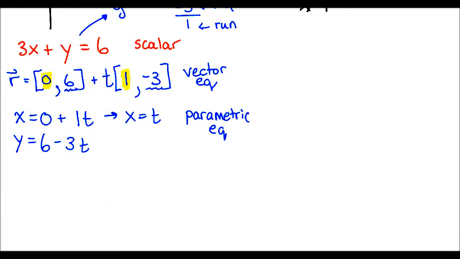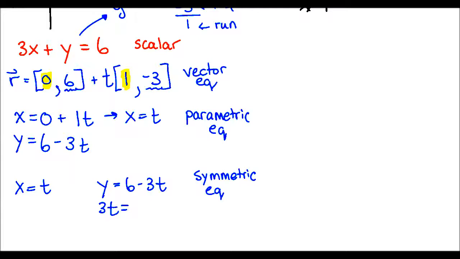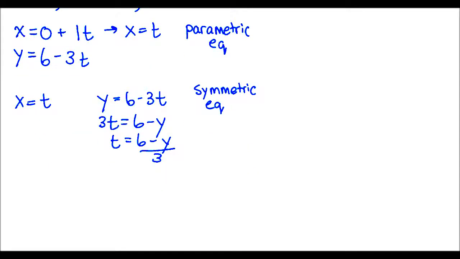And I could also write a symmetric equation. To write a symmetric equation, I just isolate t from my parametric equations. So x equals t is already isolated. For y equals 6 minus 3t, I isolate t: 3t equals 6 minus y, so t equals (6 minus y) divided by 3. Once I isolate t, I can set those expressions equal to each other, since the t's have to be the same. So I would say x equals (6 minus y) over 3. This would be my symmetric equation.